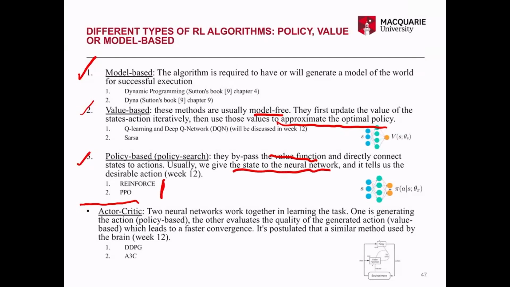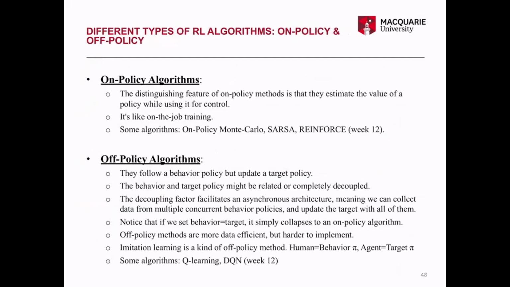Actor-critic is very interesting. In fact, there is some evidence that the brain is operating based on actor-critic methods. There are basically two neural networks working together in learning the task. One is generating the action, the policy. The other one is basically nagging the first one, saying, this is a critic, right? It informs the other one about the quality of the action generated. And they struggle with each other until they both learn the optimal action and the optimal evaluation. It's a very interesting topic. We'll talk about this on week 12. And the other notion is on-policy and off-policy algorithms.